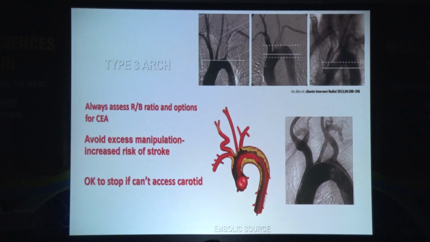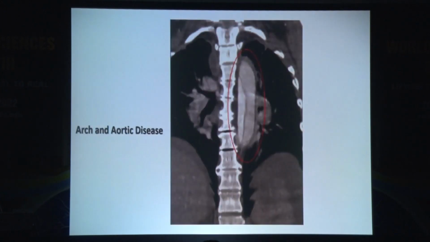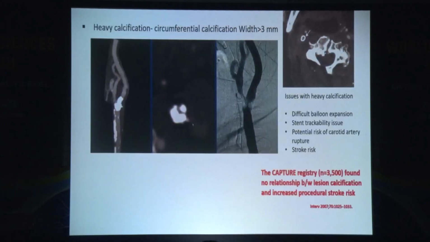So like in this case, this is not an ideal type 3 arch for the advancement of the diagnostic catheter for doing the carotid stenting. So we should avoid these arches because this requires excessive manipulation and increases the risk of periprocedural stroke in these kinds of patients. If the patient has arch disease, aortic arch disease, or underlying dissection, this also increases the periprocedural stroke and mortality.